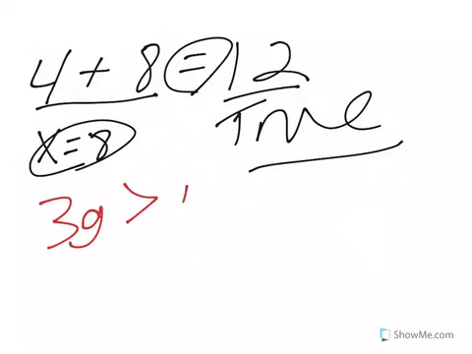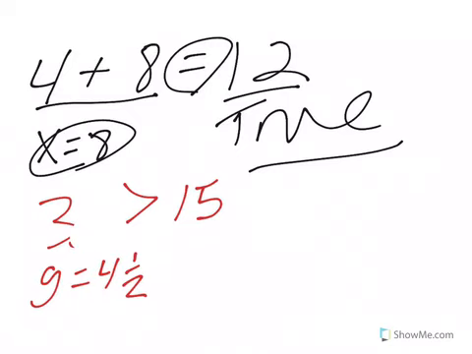3g is greater than 15. We're going to say g equals 4 1/2. Well, if we then substitute, take out the g, and we add in 4 1/2, we can then solve, and we know, okay, well, 3 is basically 3 over 1. We're going to use our MAD, right? Multiply, add, denominator stays the same.